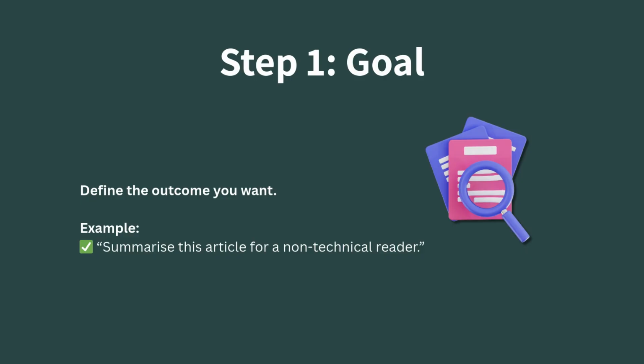Step 1 is goal. Always define the outcome you want. For example, summarize this article for a non-technical reader. Clear goals drive clear results.